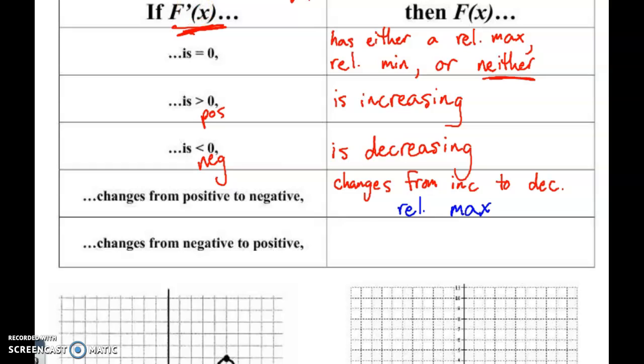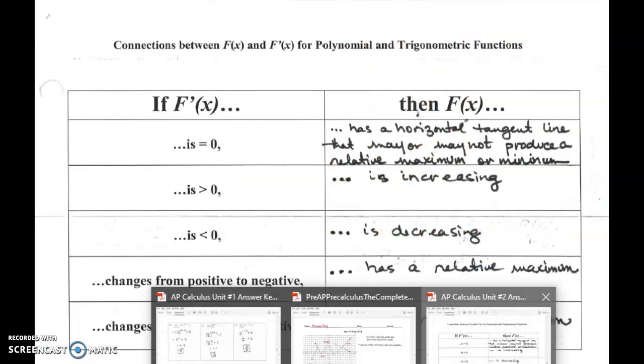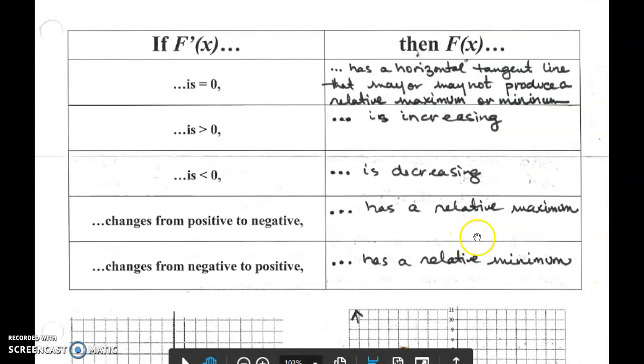And then the same thing with the other one. If the derivative changes from negative to positive, then the function must change from decreasing to increasing, which would be a relative min. I'm just going to double check the answer key real quick to make sure that we're good. Otherwise, you can pause the video to write this down. So I put in a little bit more information there than what the answer key does, but I think we're good.